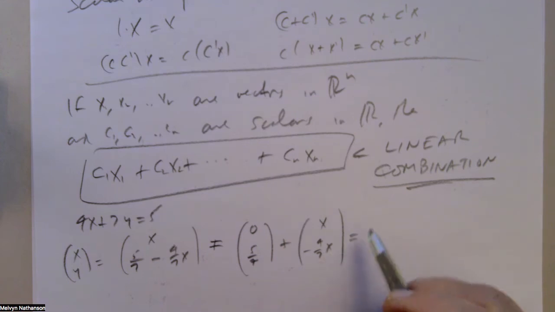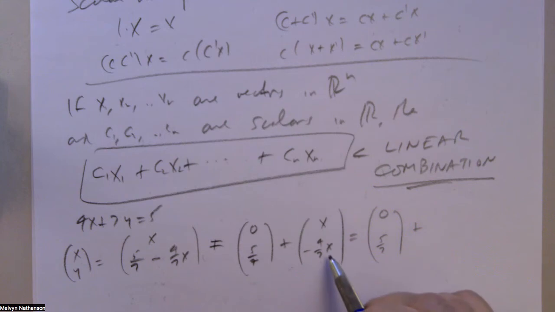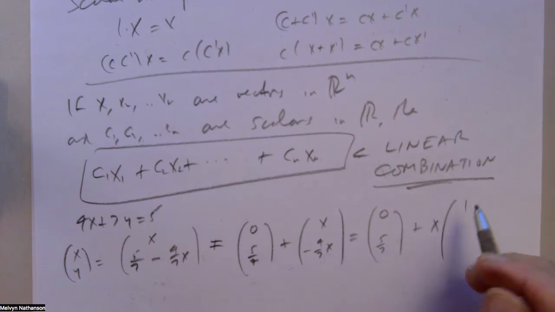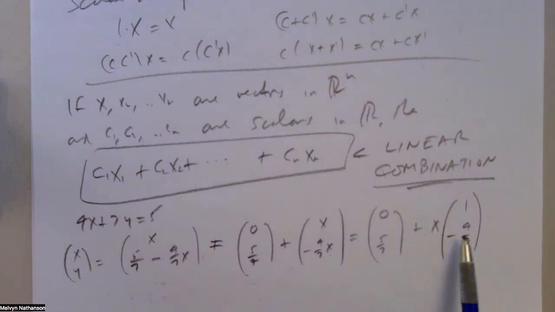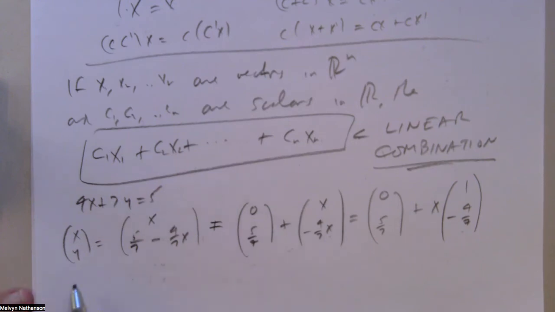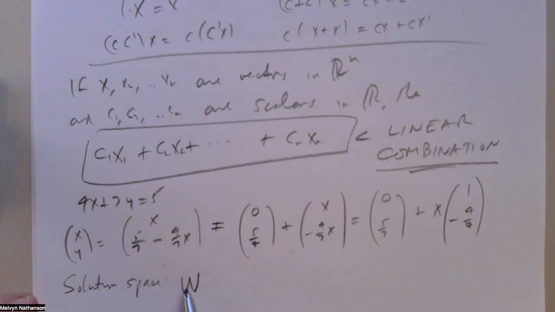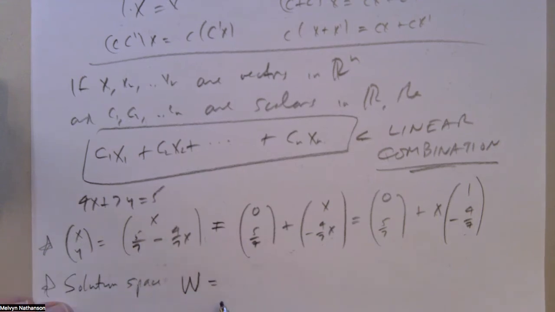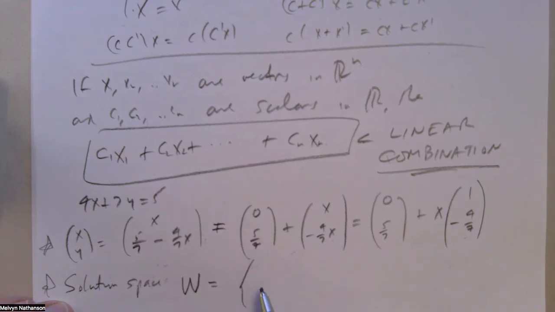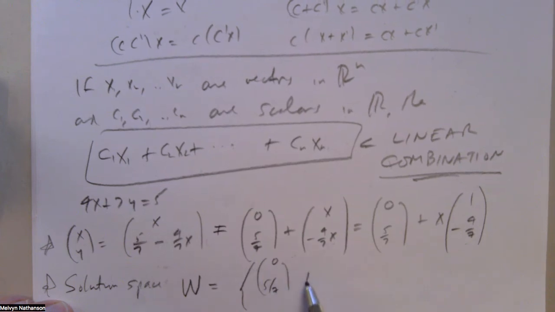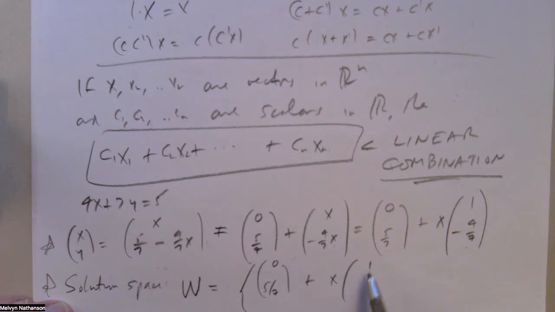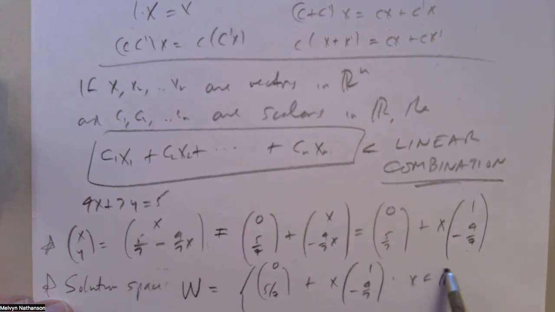And this vector on the right, I can write as x times the vector (1, minus 4 sevenths), because if I take this vector and multiply it by the scalar x, this is what I get. So my solution space for this equation, we call it W, is the set of all vectors of the form (0, 5 sevenths) plus x times the vector (1, minus 4 sevenths) for any x in R.